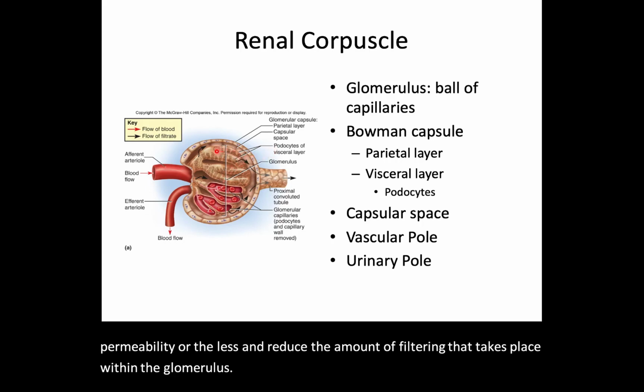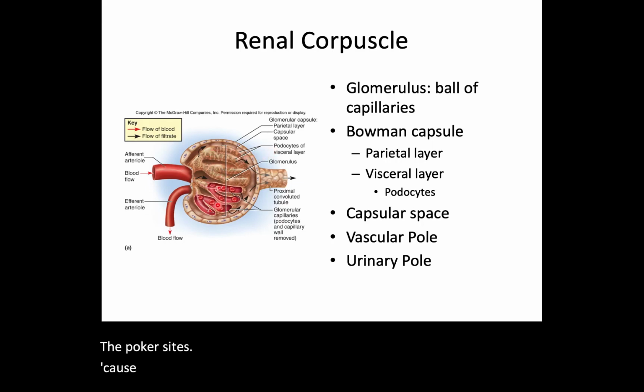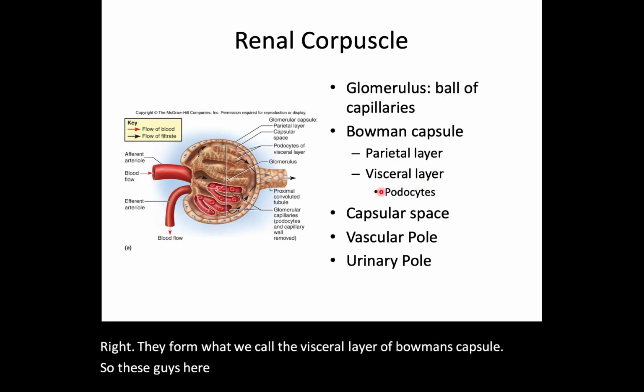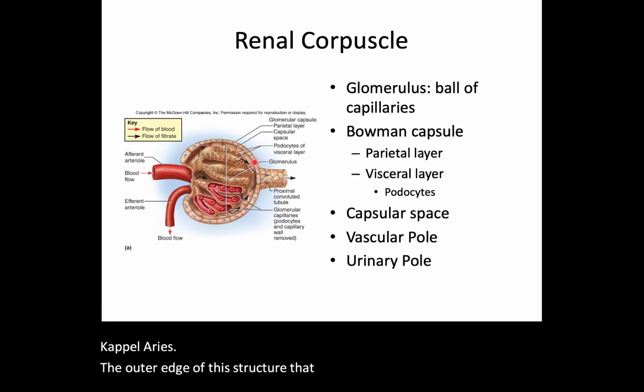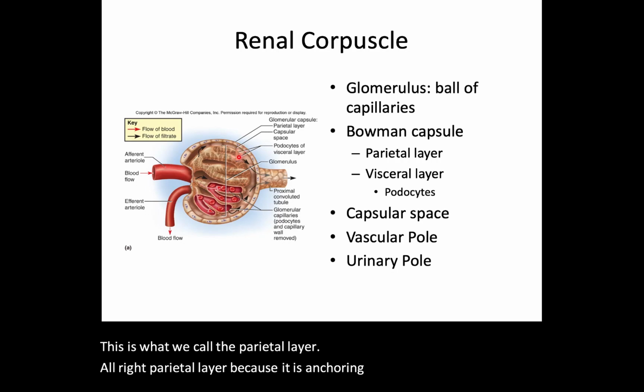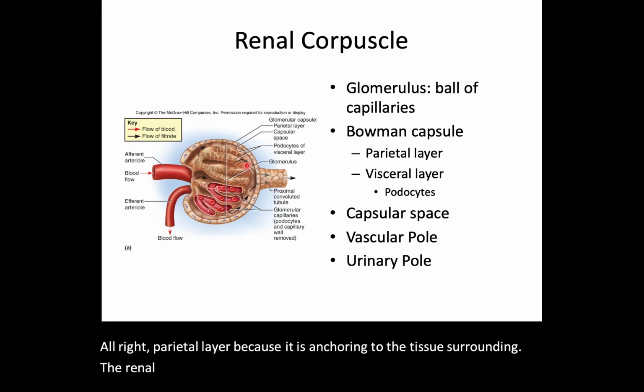Because the podocytes line the capillaries, they form what we call the visceral layer of Bowman's capsule. These guys here form the visceral layer, directly attached to the capillaries. The outer edge of this structure that you're seeing right here is what we call the parietal layer. It's called parietal because it is anchoring to the tissue surrounding the renal corpuscle within the cortex. And this is your parietal layer right here.